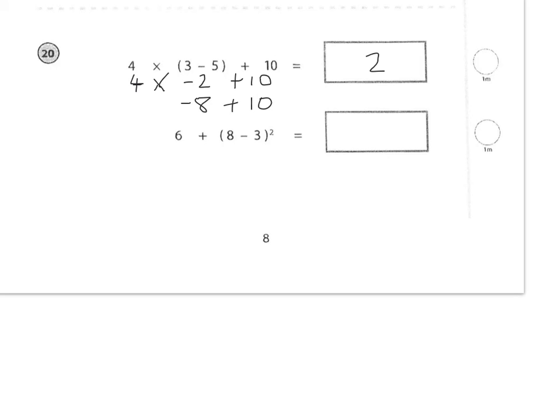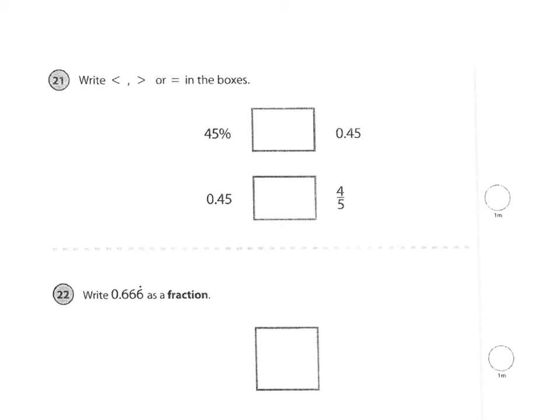Now in the second question, I would first of all work out the bracket. So the question would become 6 plus, and the bracket is 5 squared. Then I would work out the squared, so it would be 6 plus 25, and adding those two together gives me a total of 31.